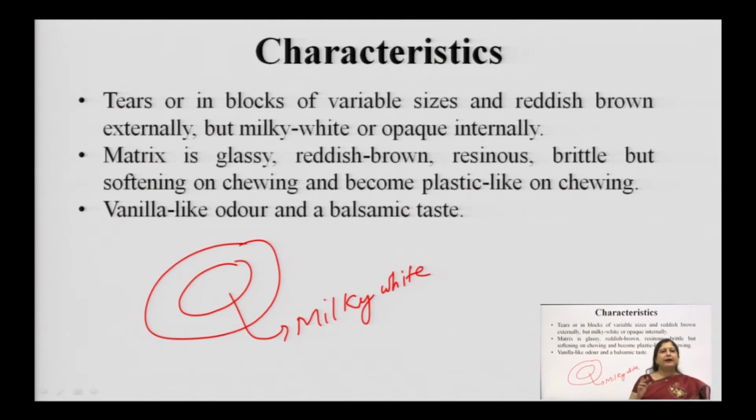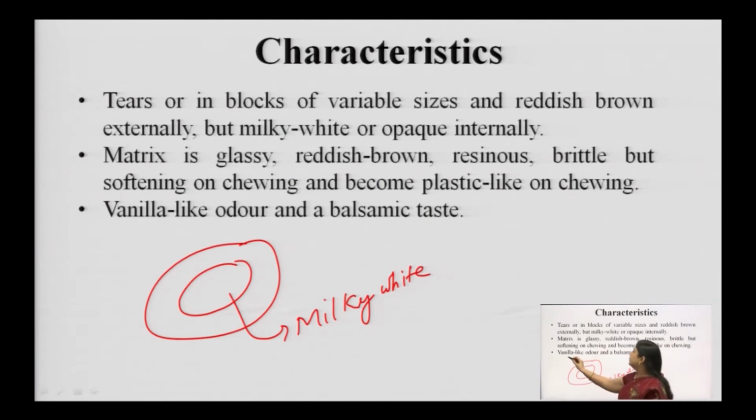Okay. Now, the matrix of this particular substance which is present inside, it is glassy. Okay. Glassy not in the terms of translucent, but in the terms of breaking. Okay. When you break it, it is glassy, like when you break glass, how it breaks, same way it is glassy in nature. The color can be reddish brown sometimes, but generally it is milky white. Okay. The consistency is resinous, means amorphous, it is brittle, it breaks very easily, and if we chew it, it softens. Okay. It melts when we chew it, and again further it becomes plastic like. So, it has a variable nature, the Siam benzoin.